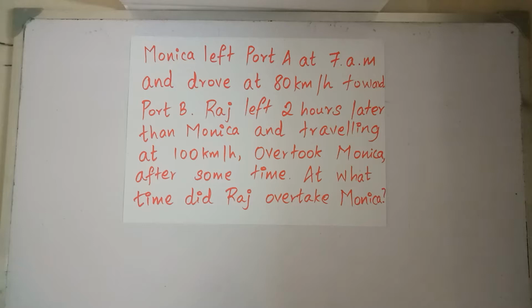Monica left port A at 7 a.m. and drove at 80 km per hour towards port B. Raj left 2 hours later than Monica and, traveling at 100 km per hour, overtook Monica after some time. At what time did Raj overtake Monica?